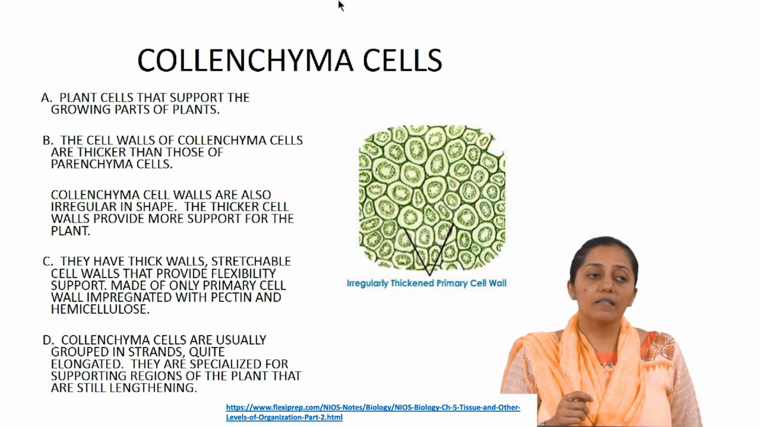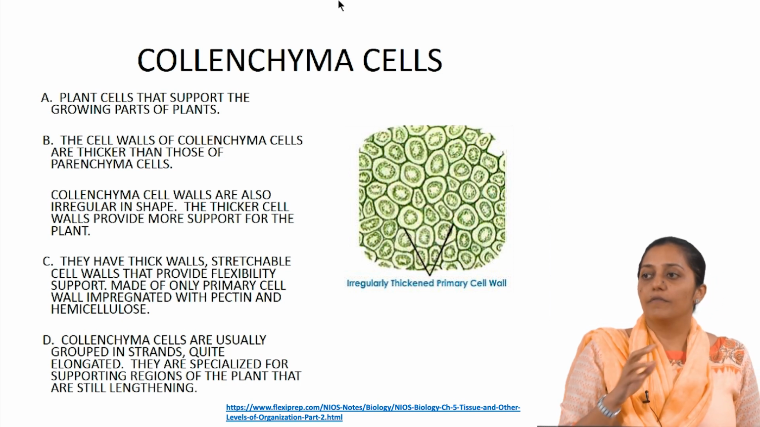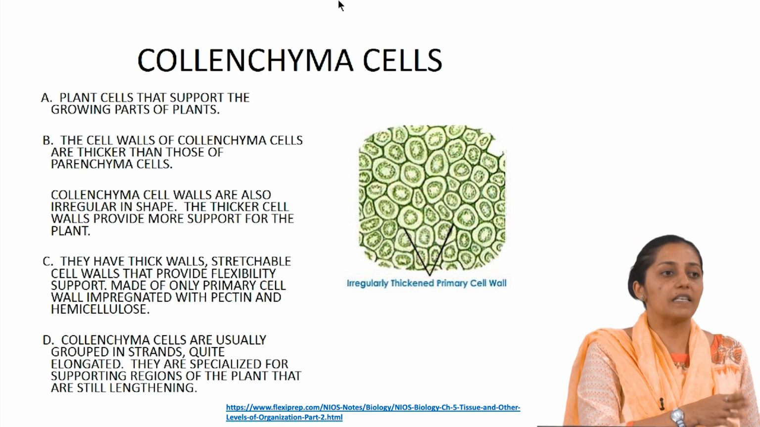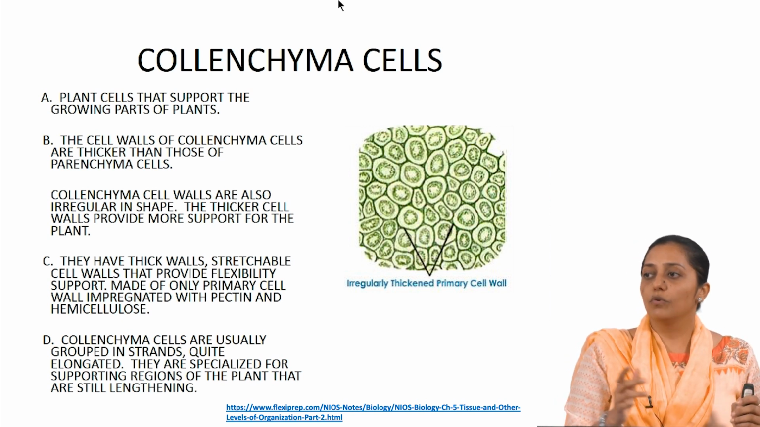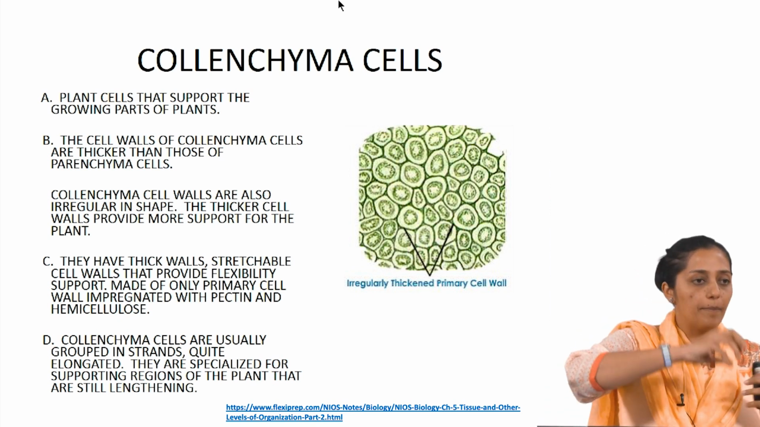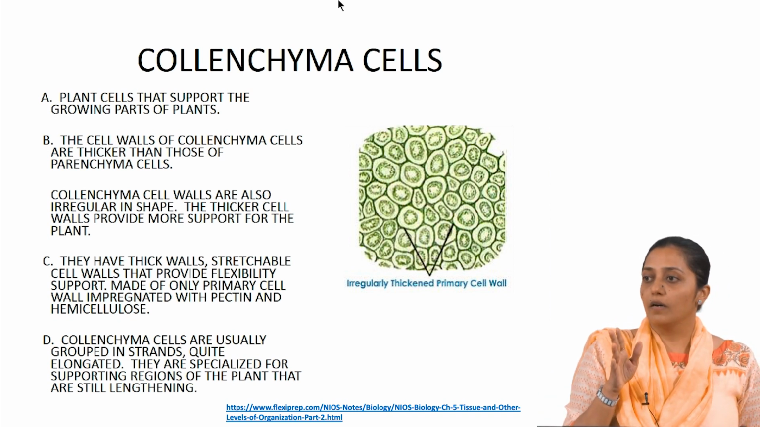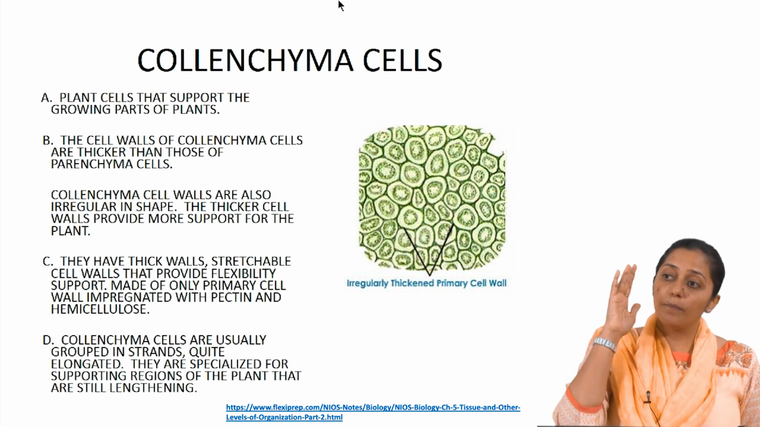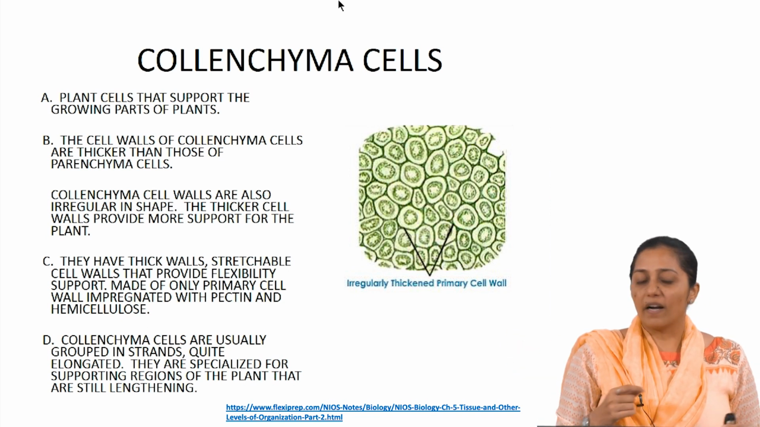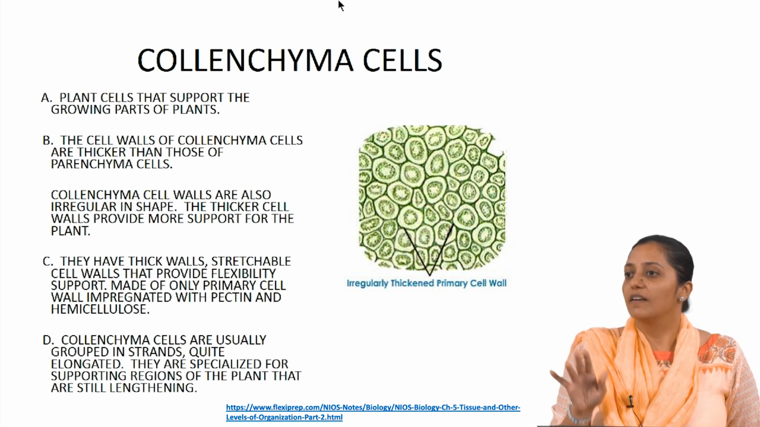Collenchyma cells, here the cell wall thickens. So collenchyma cells are layered cells, and the role of these cells, they become a little more specialized. The role of these cells now is to support. So you will find them in regions where the growth is still happening, which means the root which is still elongating, or the stem which is still elongating, in the growing parts of the plant. They are more elongated cells. Although they are less flexible than parenchyma, the cell wall is still flexible.